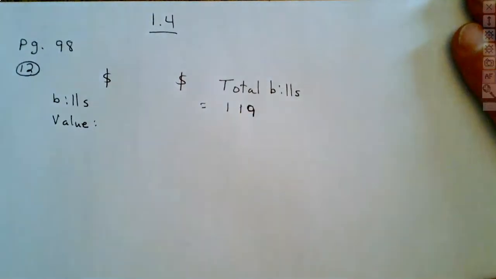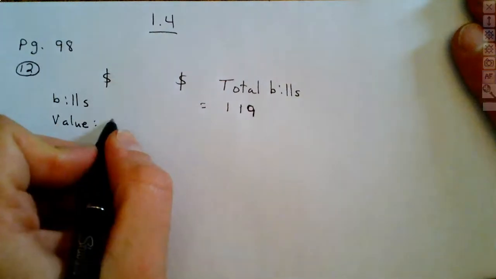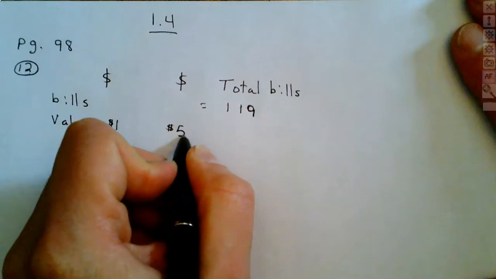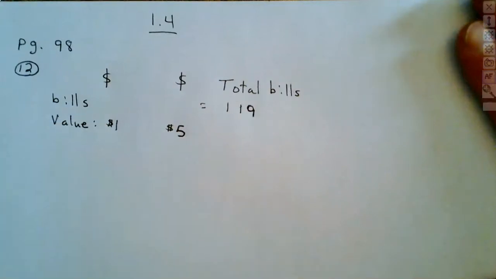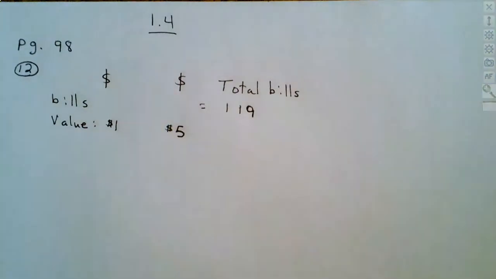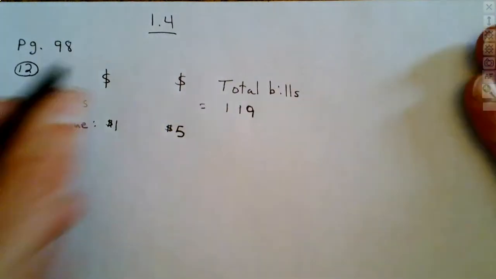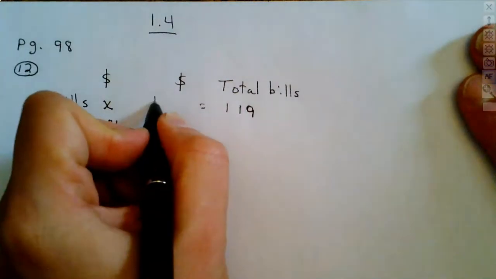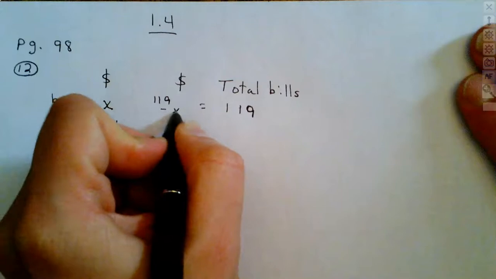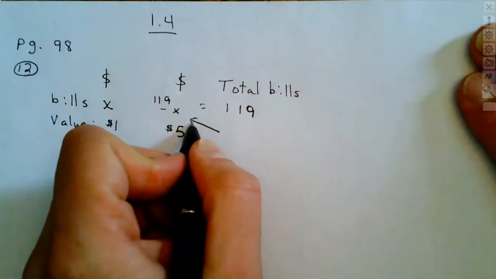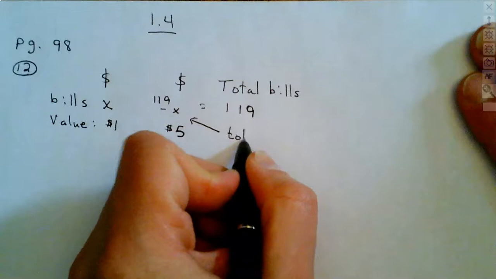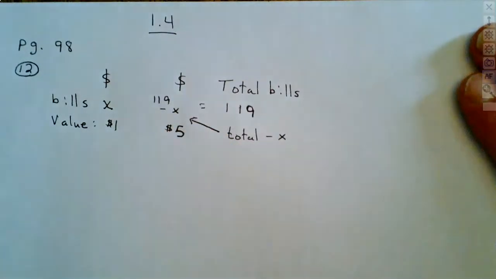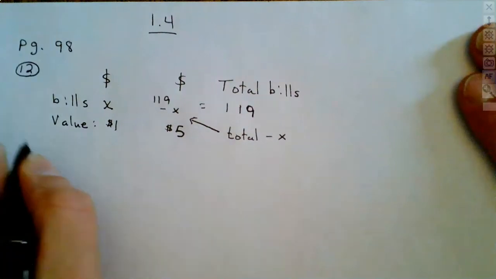We've got these bills that are either $1 bills or $5 bills. We don't know how many of each type we have. So we're now going to go ahead and use x to represent the $1 bills. And 119 minus x, that represents the $5 bills, because that is the total minus x again. Now we build our equation based upon the value, total value.